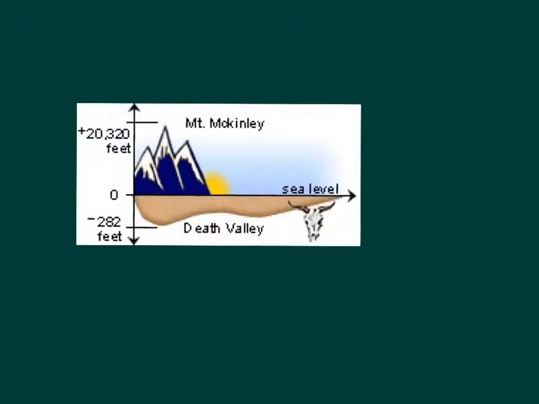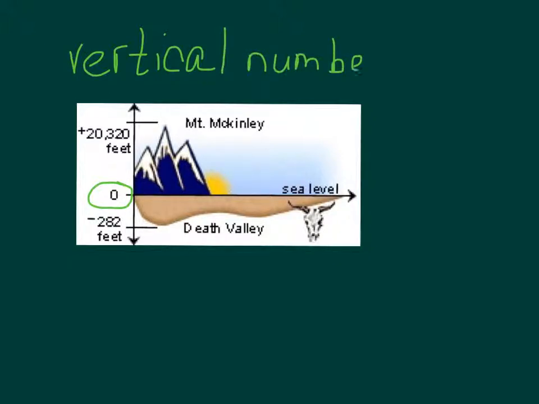Here's another popular example of integers, and it has to do with sea level. So at 0 feet, we have sea level. That is the 0 on our vertical number line. Remember, when we're looking at sea level and above sea level, we're looking at a vertical number line. So we can see down below, Death Valley, below sea level, goes to -282 feet.